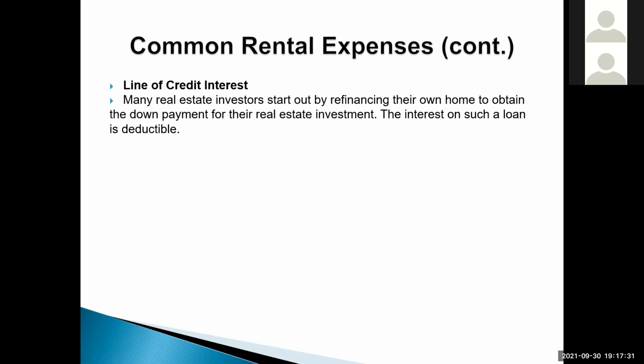So many investors start off their journey with a HELOC or a line of credit to finance their purchases. That interest, of course, is deductible, provided you're using it to earn income, which rental properties, of course, would be.